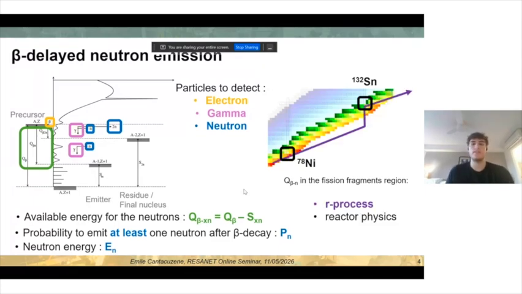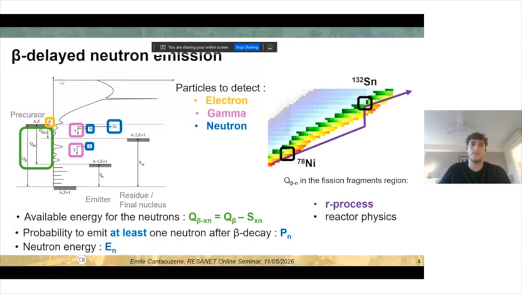So this process is also important for other reasons. One of the main things is the nuclear astrophysics r process, which is a process that basically explains why around half of the elements heavier than iron have been created in the universe. And I have represented the path of this process in the nuclear chart here by this purple arrow. And as you can see, it goes through the fission fragments region.